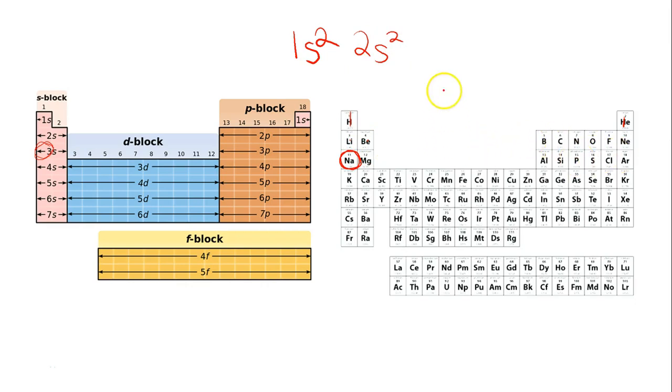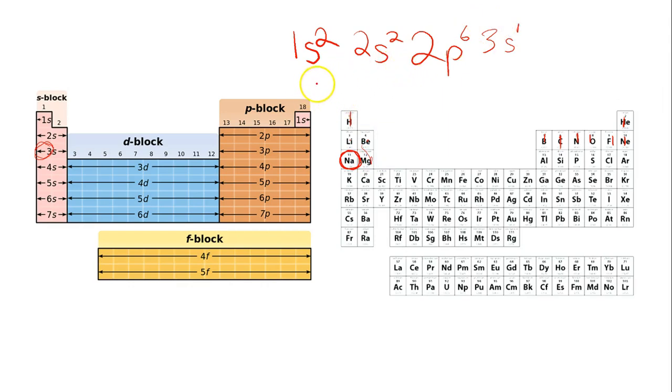What row are we in? We're in row 2. This is letter P, and then we count up all the ones we see. 1, 2, 3, 4, 5, 6, and then we drop down to the next row. And this is row 3, still letter S. And instead of 2, since this one's in the first position, we're going to call that 1. So it's going to end on 3s1.